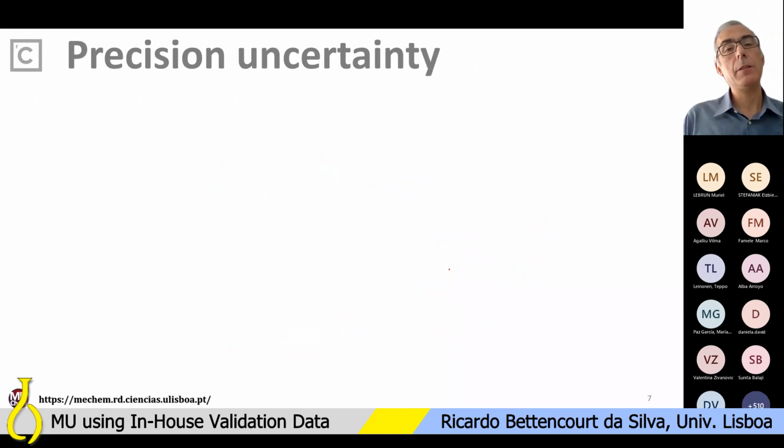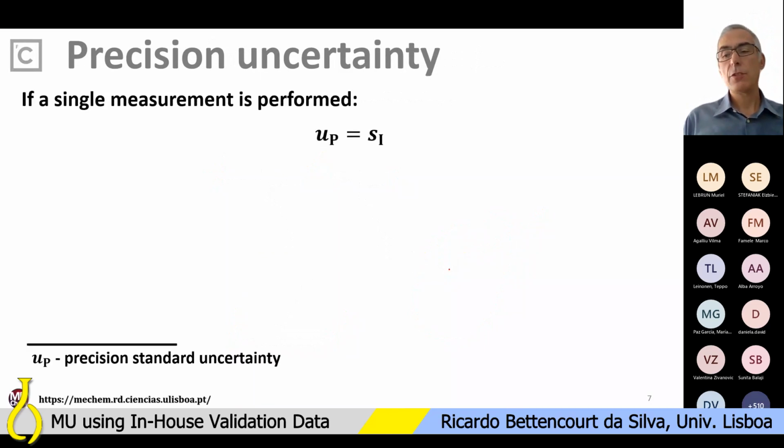So first, the precision component. First of all, let's start with the case where our sample is analyzed only one time. So we have a single measurement of our sample, and the standard uncertainty for measurement precision will be exactly the standard deviation of measurement intermediate precision. So we just need to have this number, intermediate precision, to know the uncertainty from precision.